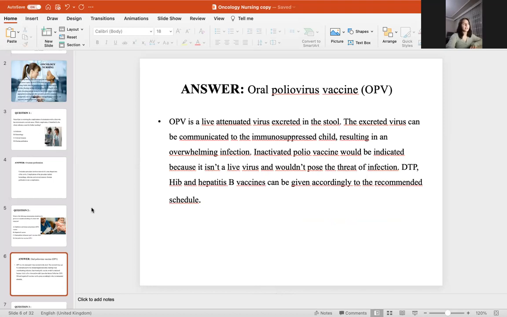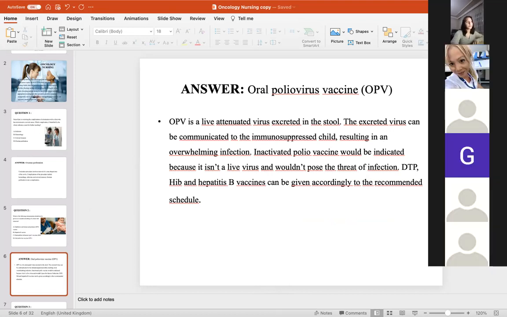Oral poliovirus vaccine, OPV. OPV is a live attenuated virus excreted in the stool. The excreted virus can be communicated to an immunosuppressed child, resulting in an overwhelming infection. Inactivated polio vaccine would be indicated because it isn't a live virus and wouldn't pose a threat of infection. DTP, HIB, and hepatitis B vaccines can be given according to the recommended schedule. And question 3.